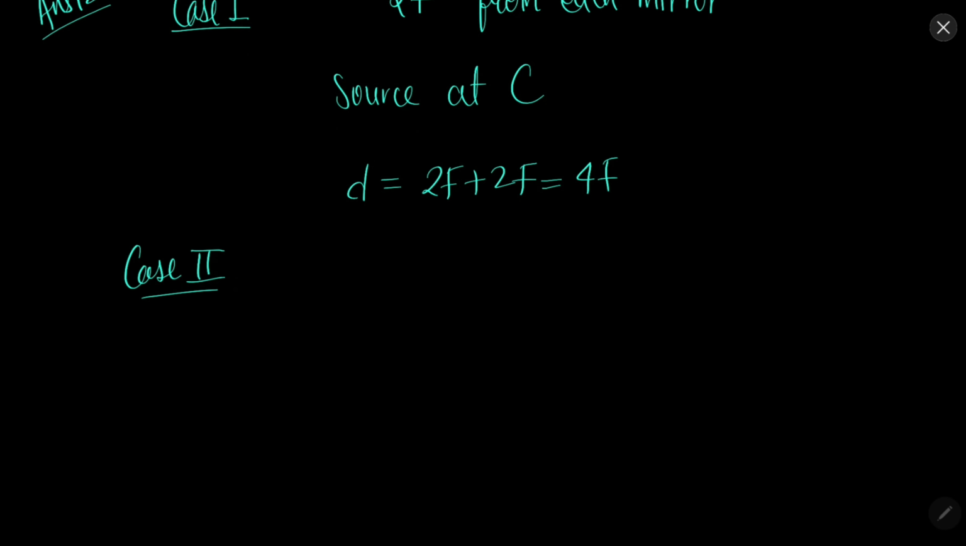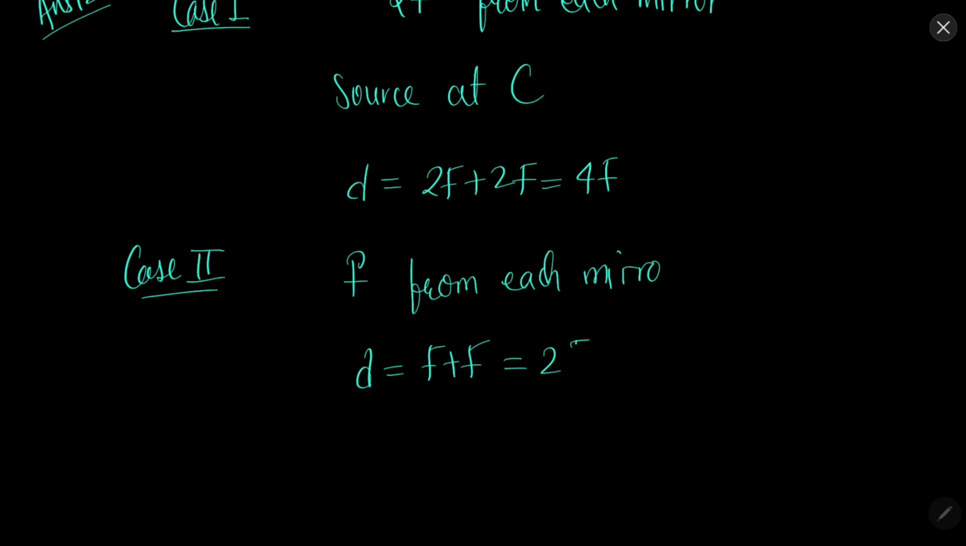And case 2. Let's suppose the source is at distance f from each mirror. After reflection the rays will become parallel, and after reflection from the other mirror, we get the object itself, so only one image is obtained in this case also. So D will be f plus f, 2f. So these are the two cases.